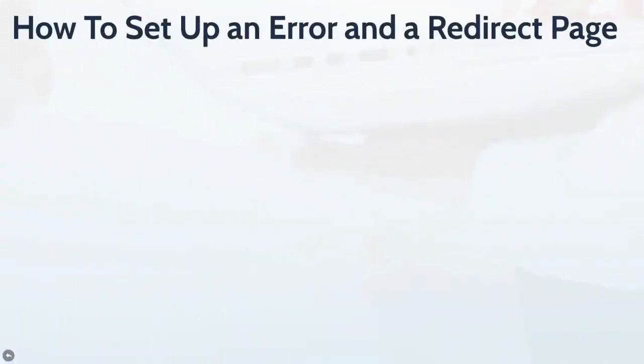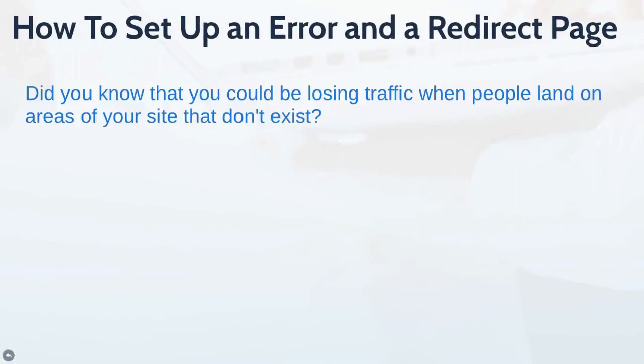Welcome to video number 6, and in this particular video we're going to talk about how to set up an error and redirect page. Did you know that you could be losing traffic when people land on certain areas of your website that don't exist? Over the years of maintaining your website, you'll have pages and elements, videos, zip files, whatever, that will disappear. They will be indexed by Google, and if somebody clicks on that through Google and comes to your website, it will lead to what we call a 404 error page.